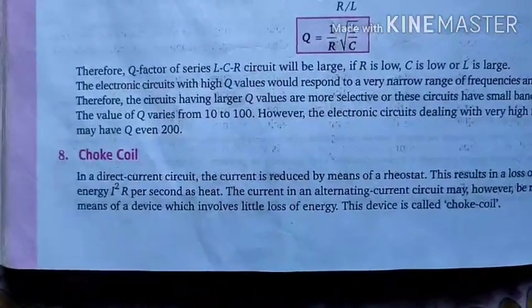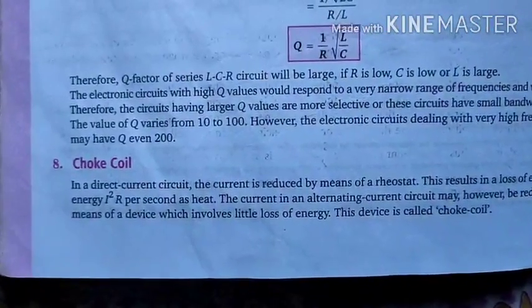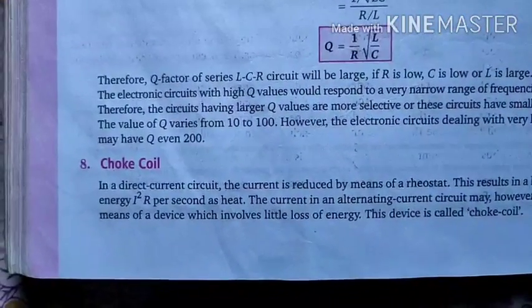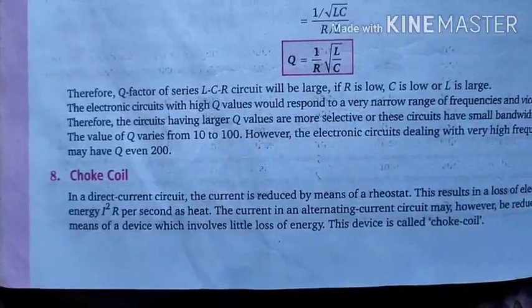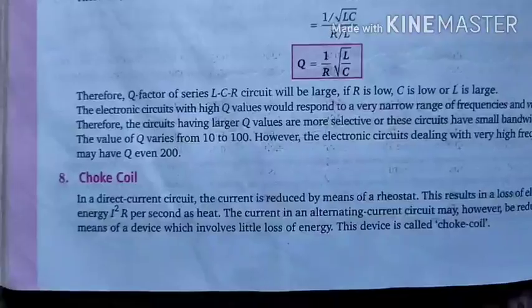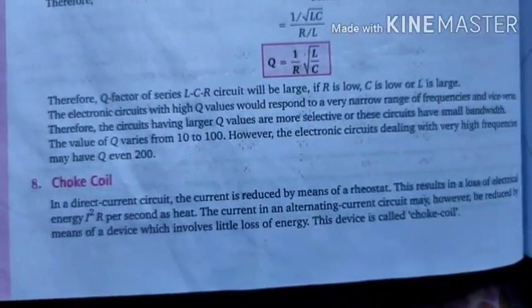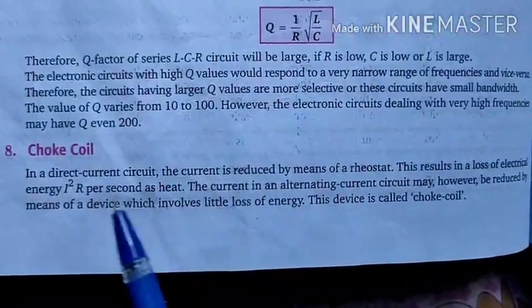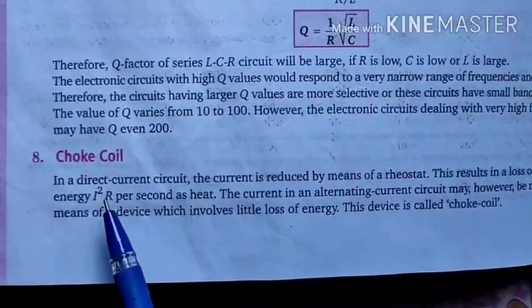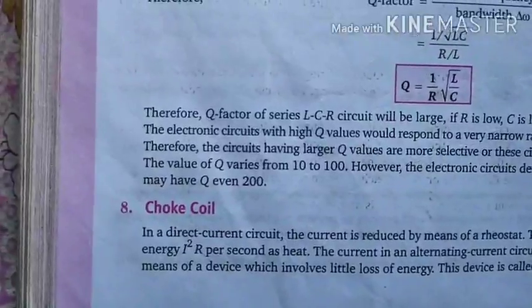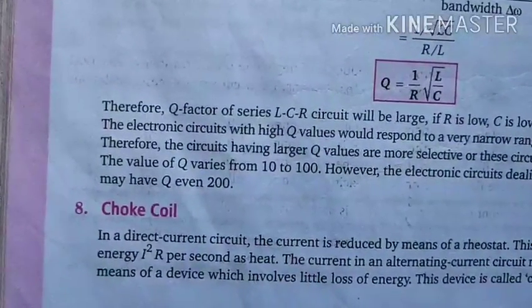But in this case, whenever you use the resistor or resistance box, the electrical energy is dissipated or lost in terms of heat energy. As a result, most of the electric energy is lost. The heat energy loss is given by the expression I squared R, where R is the resistance of the rheostat. So the more the resistance, the more the heat energy.